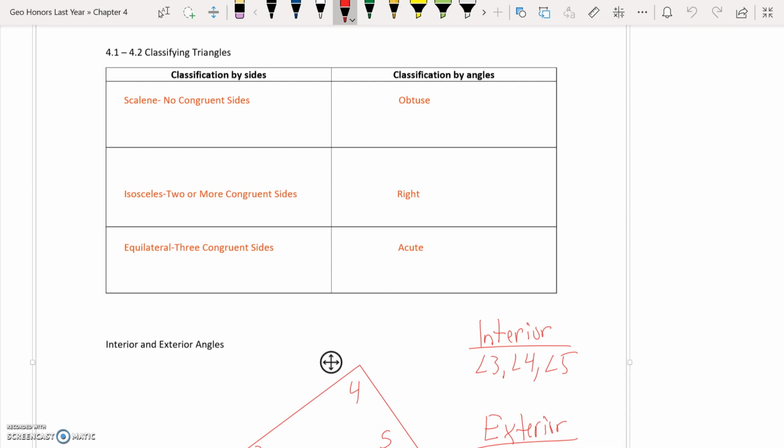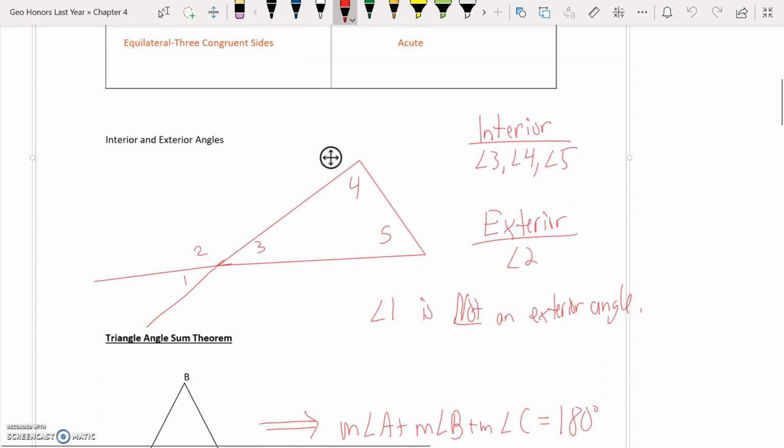If the largest angle is bigger than 90 degrees, it's an obtuse triangle. If the largest angle is a 90-degree angle, it's a right triangle. And if the largest angle is less than 90, it is acute. Note that in all of these triangles, the two smallest angles will always be acute, and so you're just looking at the largest angle to determine what kind of triangle it is.